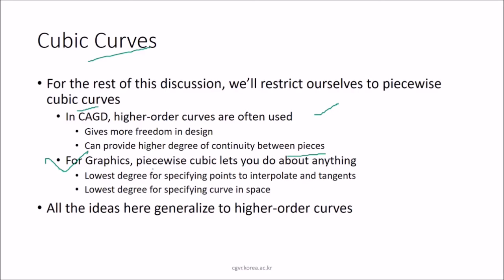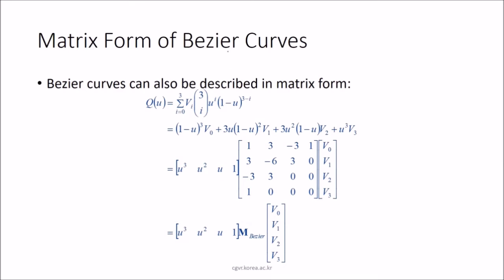Lowest degree of specifying points to interpolate and tangents, and also lowest degree for specifying curve in space. So all ideas here generalize to higher order curves. These are the matrix form of Bezier curves. Bezier curves can also be described in terms of matrix form. You know what Bezier is now?